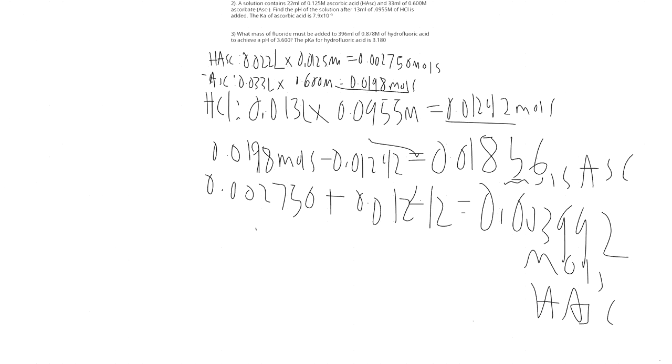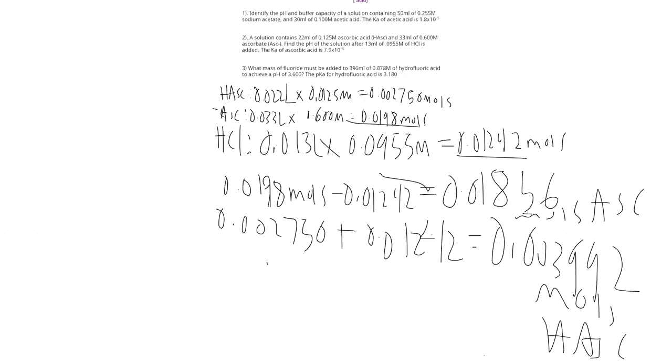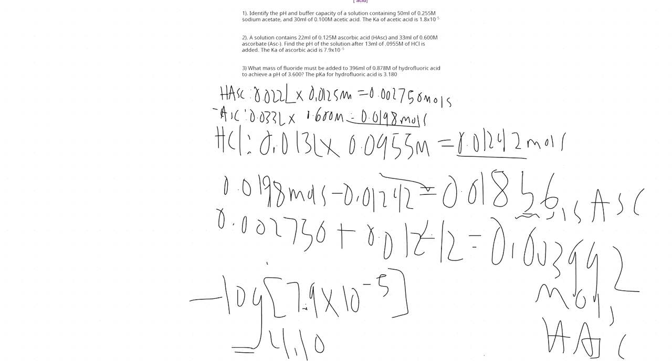All right. So once you do this, we also have to find the pKa. We're going to do the same thing we did before, negative log. We got a negative log of the Ka, 7.9 times 10 to the negative 5, and that's going to equal 4.10.